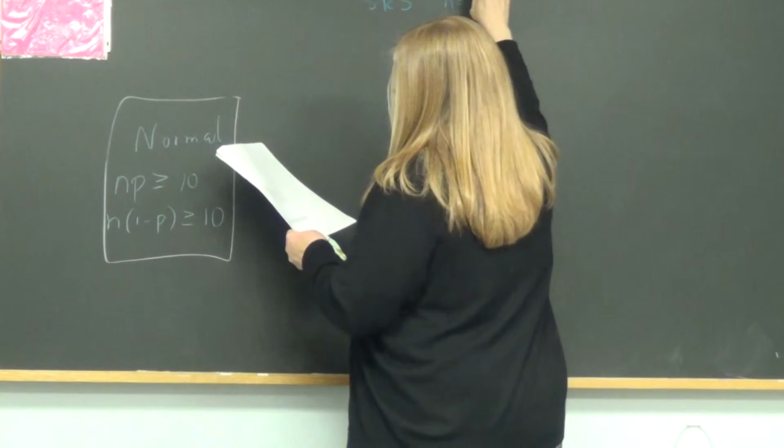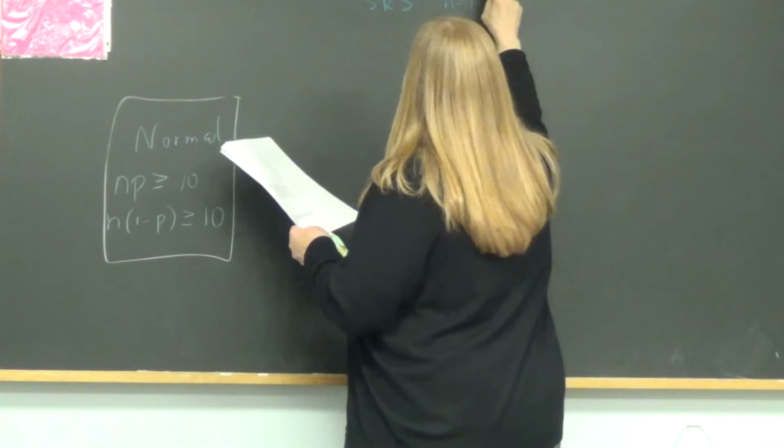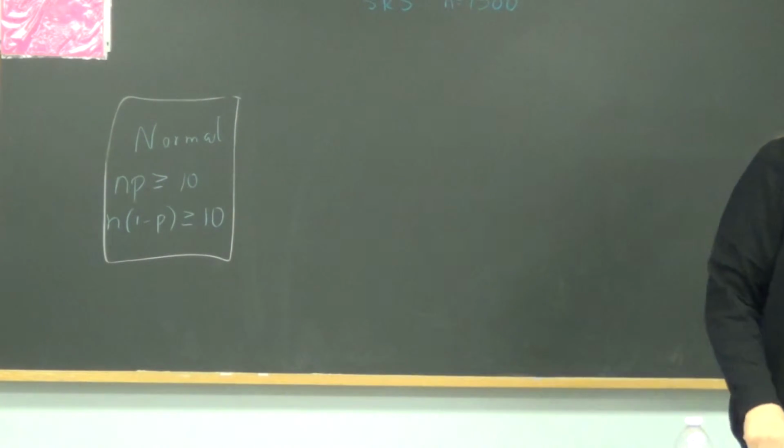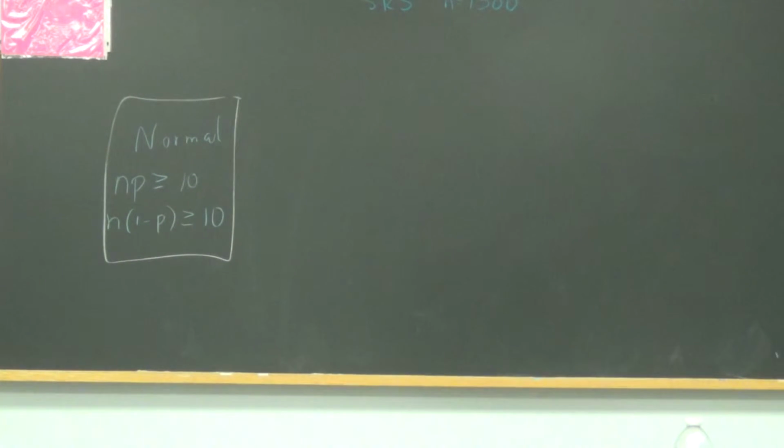N equals 1,500, and those are freshmen. How far away their home is.